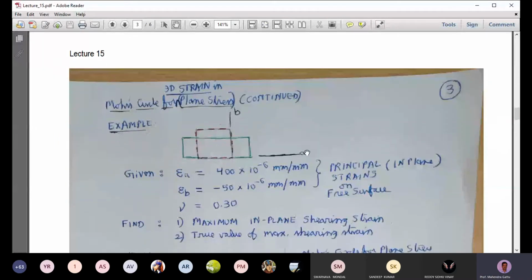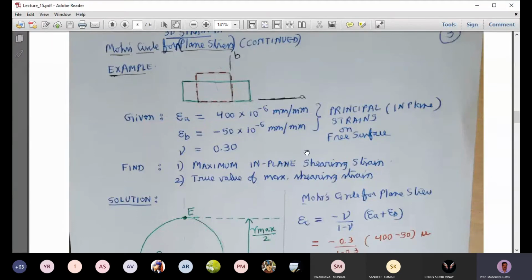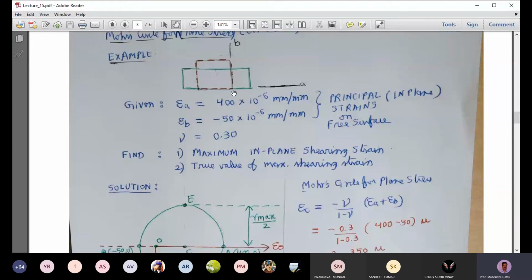So we will now implement this Mohr circle for a 3D system in an example here. So what is given here is we have epsilon A and epsilon B. Those are the principal strains, and these strains are measured on a plane surface, on a free surface. So suppose you have a piece of paper and you have put strain gauges on that piece of paper along A direction, along B direction. So you are getting the strain values epsilon A and epsilon B. And there is no distortion in the paper, so we are treating that as a principal strain system.